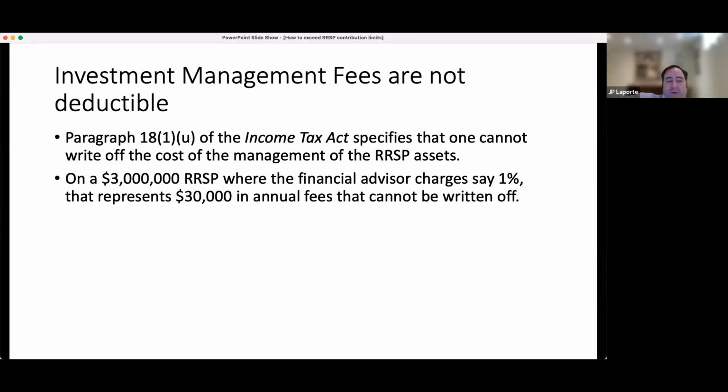So if we go back to our Dr. X with her $3 million in RRSP, let's assume the advisor charges only 1% on assets. Often it's 2%, but as you get more money, typically you get some discounts. So that's still $30,000 in fees that can't be written off, right? That's a lot of money that's been taken off the equation that you don't get any tax advantage. Next slide.